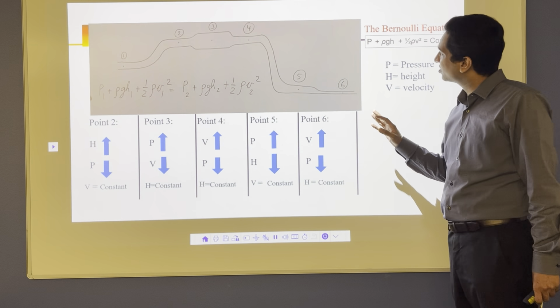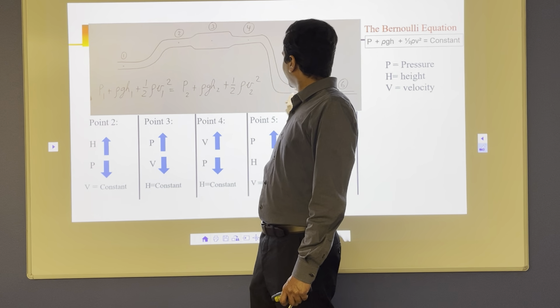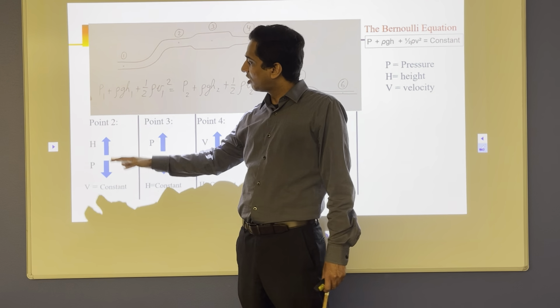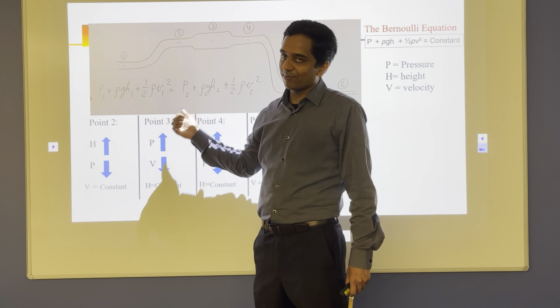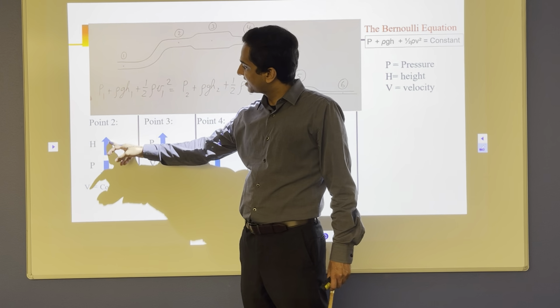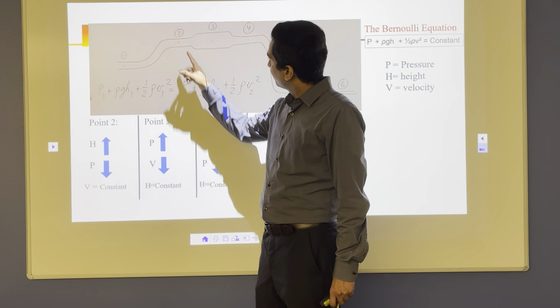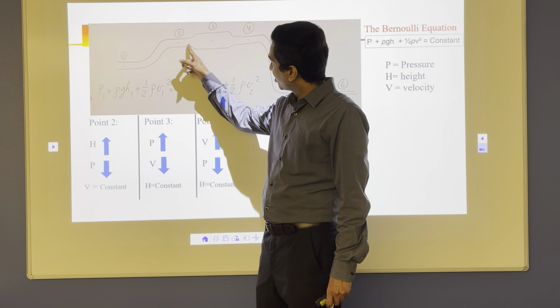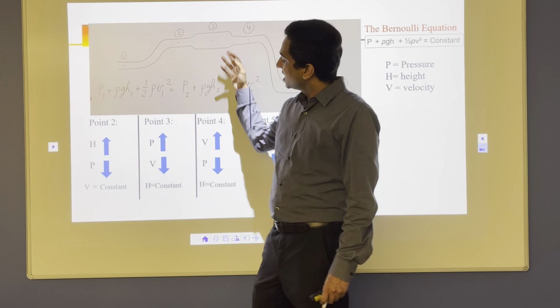So here in this equation, what we have to do is go from 1 to 2 to 3 to 4 to 5 to 6, and then figure out what will happen with the pressure, what will happen with the height, and what will happen with the velocity. So from point 1 to 2, pressure will decrease, height increases, velocity stays constant. From 2 to 3, pressure increases, velocity decreases because the area of cross section increases, and height stays constant, and so on and so forth.